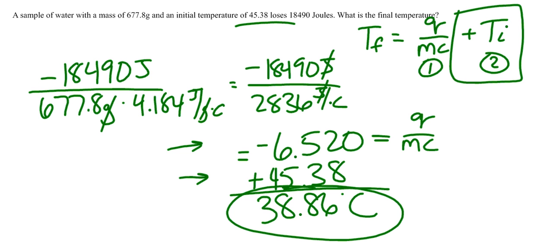Now, a little check, does this make sense? Well, if my temperature ends up going down because I'm losing energy, and my initial temperature was 45, my final temperature should be lower. Well, 38.86 is lower than 45.38, so logically that works.